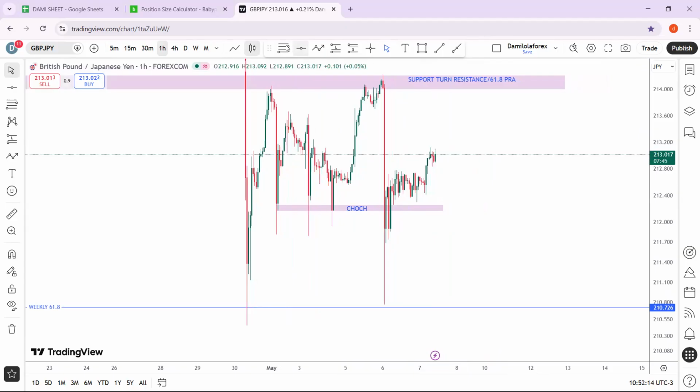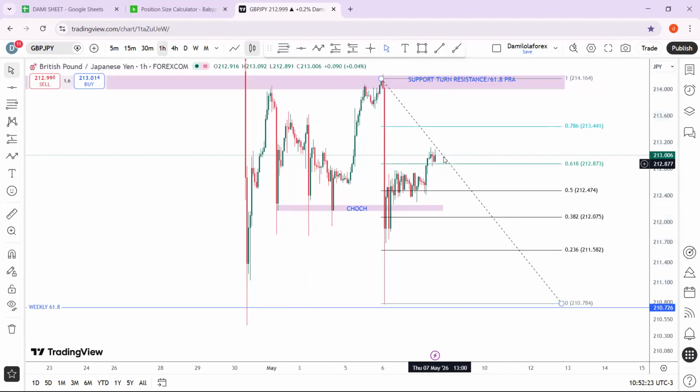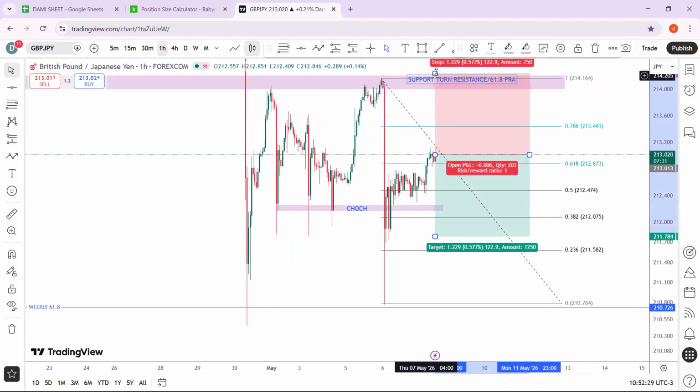How am I going to tap into my entry? I'll bring the Fibonacci out from this point to this point. Once in a shot, price is already trading above 61.8 right now, and anywhere around here is a very valid entry point. So at this level, we can decide to place our entry with our stop loss right here, right above.